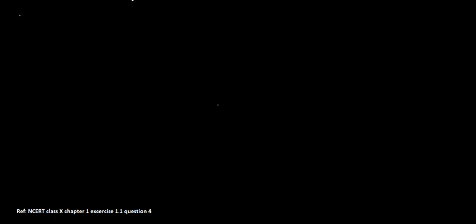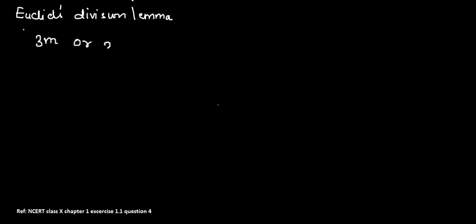Okay. Let's use Euclid's algorithm, Euclid's division lemma, that is, to show that the square of any positive integer is either of the form 3m or 3m plus 1. What are we trying to show?